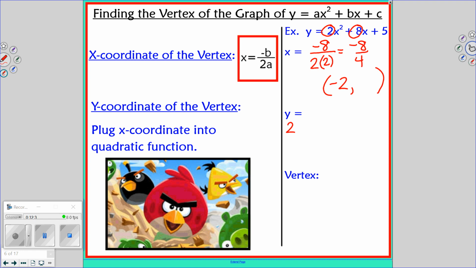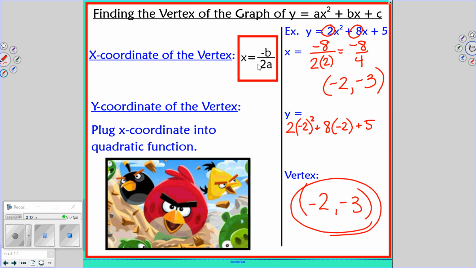I'm going to grab your calculator. I'm going to do 2 times -2 squared plus 8 times -2 plus 5. -3? She's fast. You guys confirm? Yeah, -3. Thank you. So my vertex then would be at -2, -3. We took the x value that we found here, and I literally just plugged it back in anywhere I saw an x.